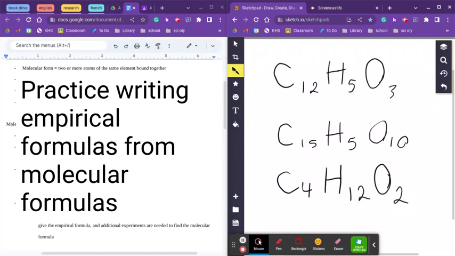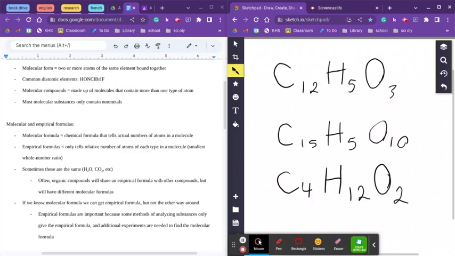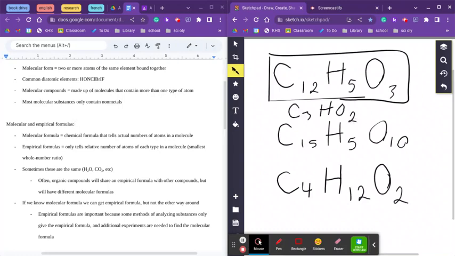All right, so now for the answers. The first one does not simplify any further. The empirical formula here is the same as the molecular formula. For the second one, the empirical formula would be found by dividing all the subscripts by 5, which is the smallest number. And for the last one, you just divide the subscripts by the smallest number, which is 2 in this case.